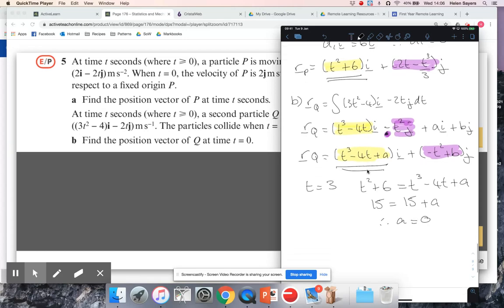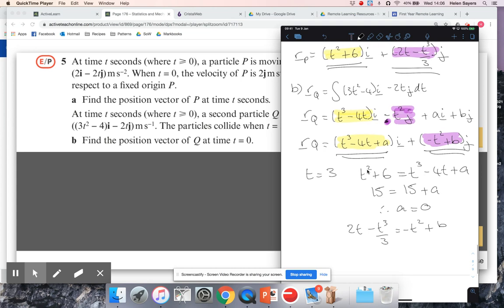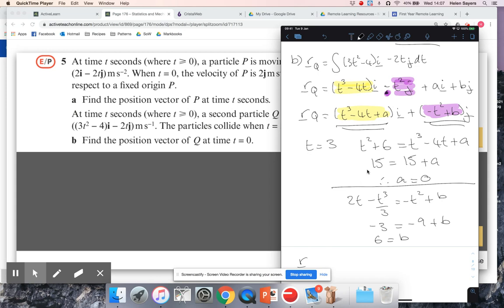That's nice. And then if I look at the j components, so that would be 2t minus t cubed over 3 is minus t squared plus b. So when t is 3, that is going to be 6 minus 27 over 3. And that's going to equal minus 3 squared plus b. So if I add that 9 over I get b is 6. Okay, all right, so the full, it's supposed to be a subscript, it's a little bit smaller.